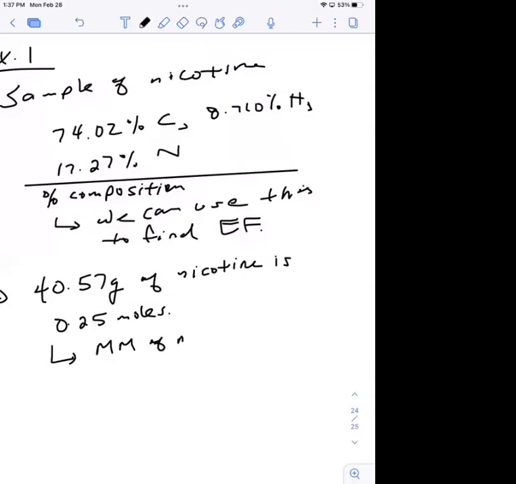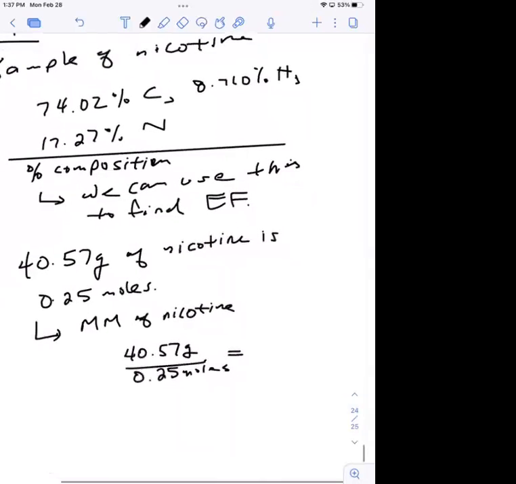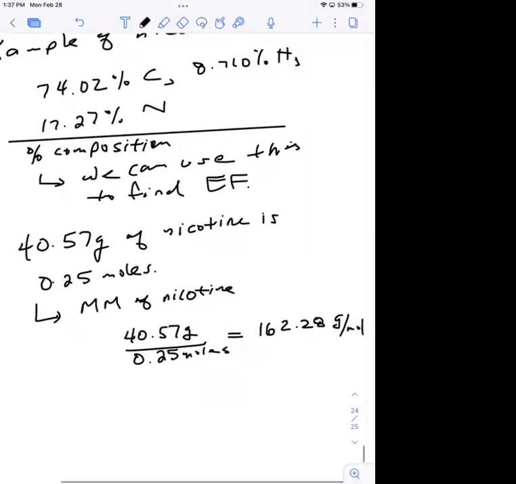All we have to do is take 40.57 grams and divide it by 0.25 moles. And that's going to tell us how many grams are in 1 mole, which is the exact same thing as the molar mass. Somebody go ahead and calculate that. 162.28. Yeah. And this is in what? Grams per mole. Excellent. Nice work.